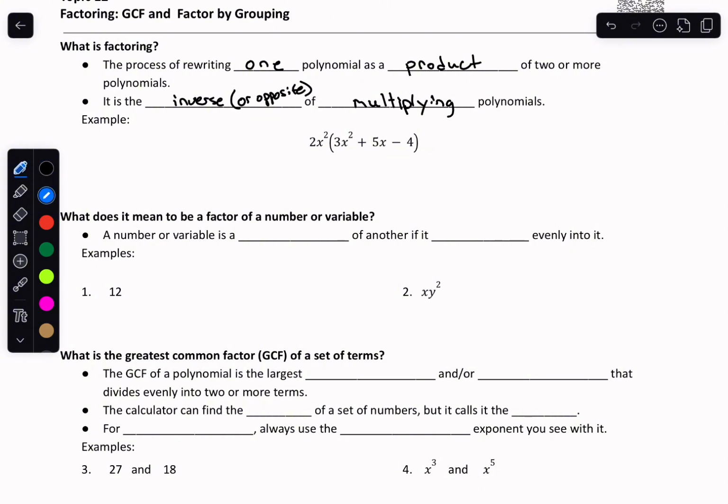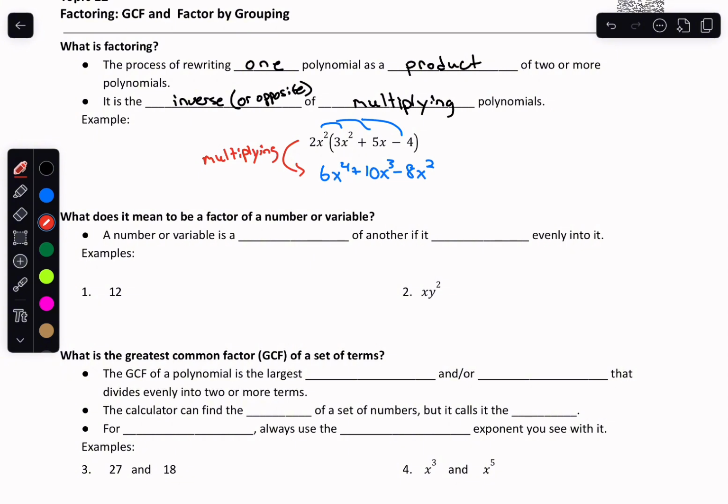So for example, we have 2x squared multiplied by 3x squared plus 5x minus 4. If we wanted to multiply these two polynomials, we would distribute the 2x squared. We would get 6x to the fourth plus 10x cubed minus 8x squared. Okay, just multiplying everything there by the 2 and by the x squared. So that direction we just did is multiplying polynomials.